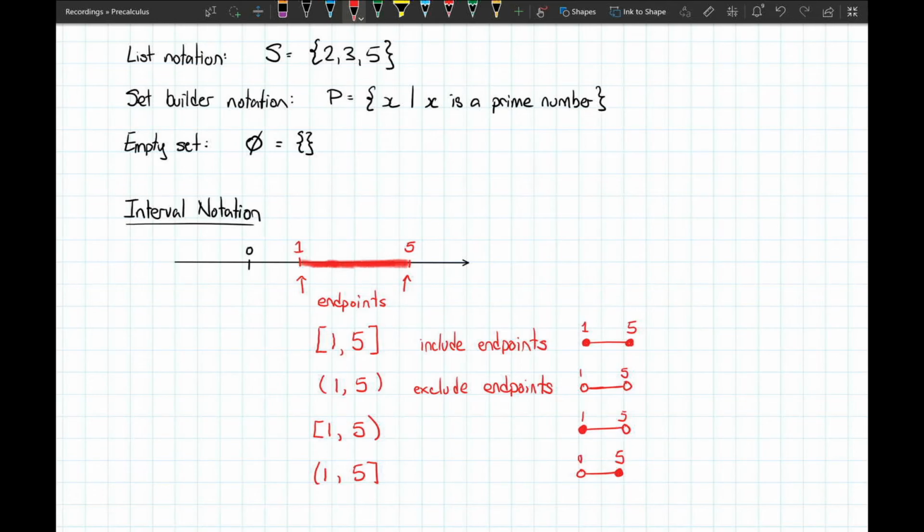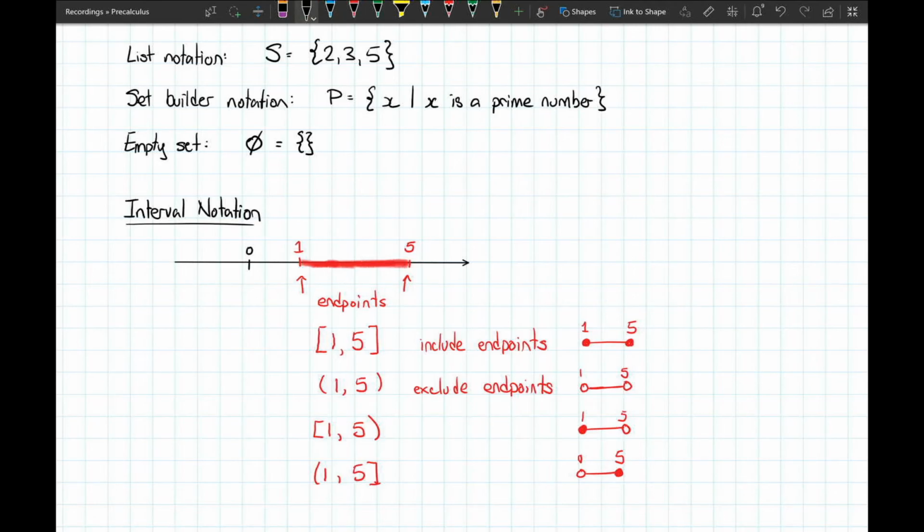Now, in that last example, 5 is included, and so is 1.00001. And so is 1.0000001. You can get really close to 1, but 1 itself is not included.